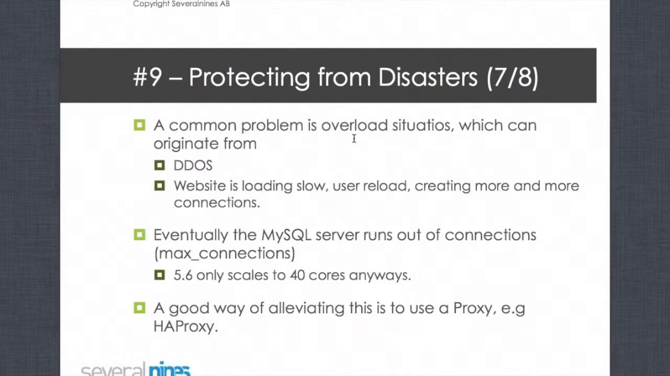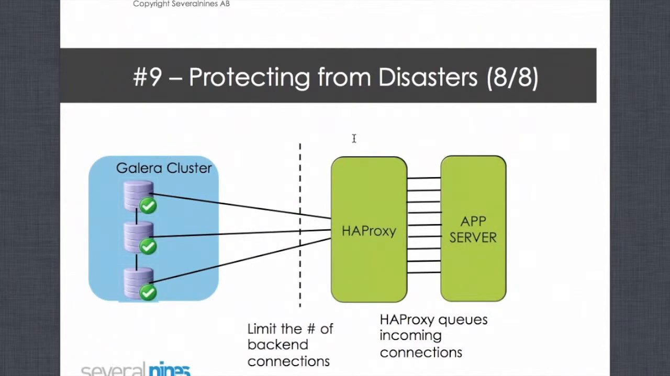And then I think it's a good way to put an HA proxy between the application server and your Galera cluster. The application server can fire in many connections to the HA proxy, but the HA proxy can limit the number of backend connections to the Galera cluster. So you're setting a limiter, so you cannot overshoot this limit. So you're protecting your database cluster.